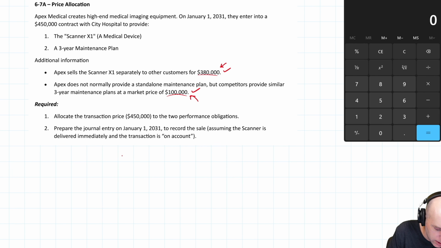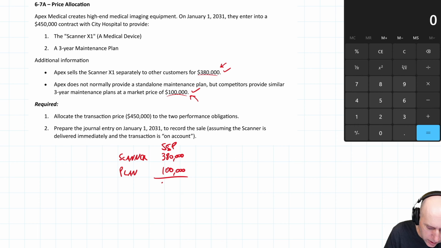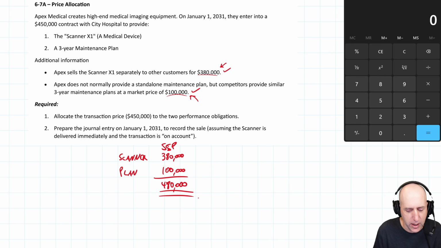So the scanner and the plan, I'll just call it the plan, the maintenance plan. The standalone selling price of the scanner is $380,000. The standalone selling price of the maintenance plan would be $100,000. So we're giving them what would sell on its own for $480,000. We're giving it to them for $450,000, and we've got to figure out, okay, what's the share that goes to the scanner and what's the share that goes to the plan, given that these are only selling for $450,000, not $480,000.